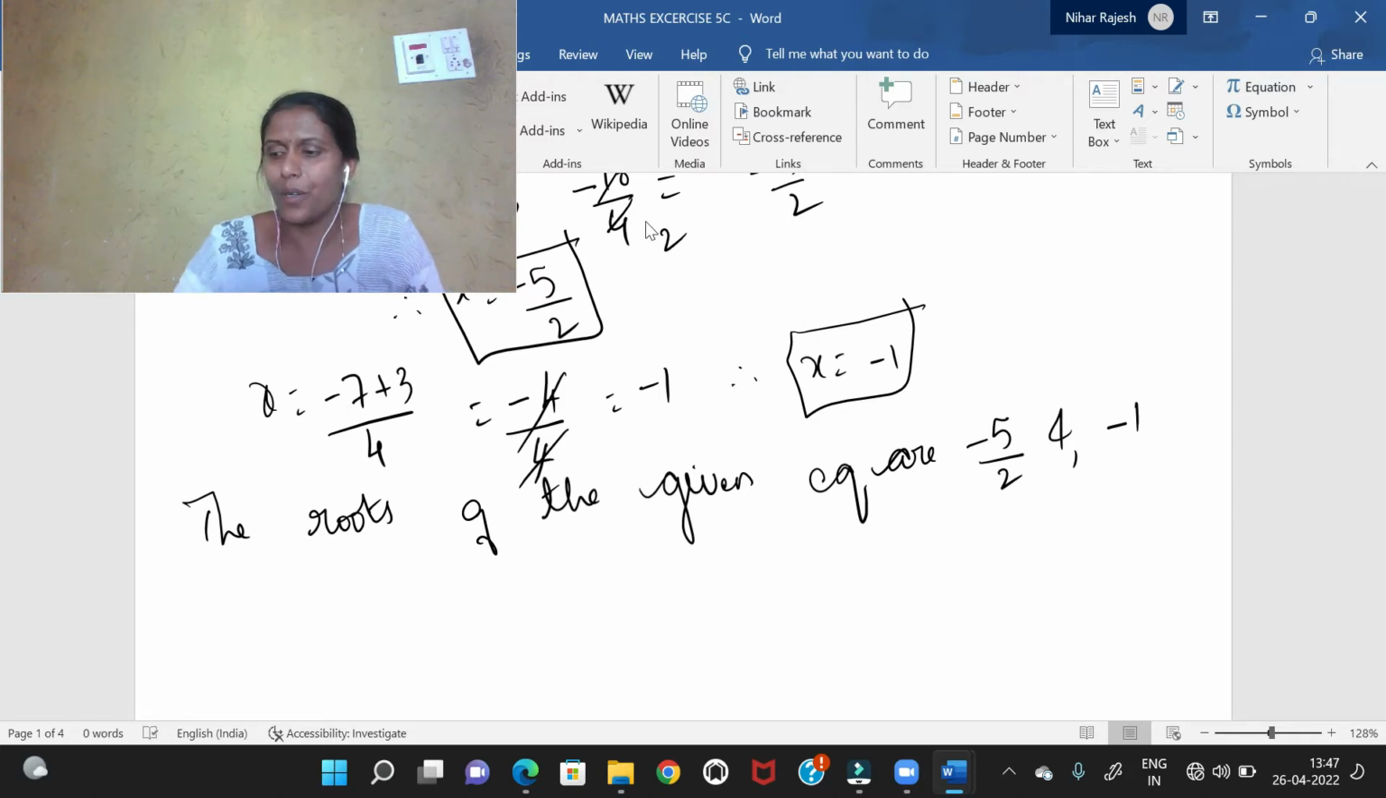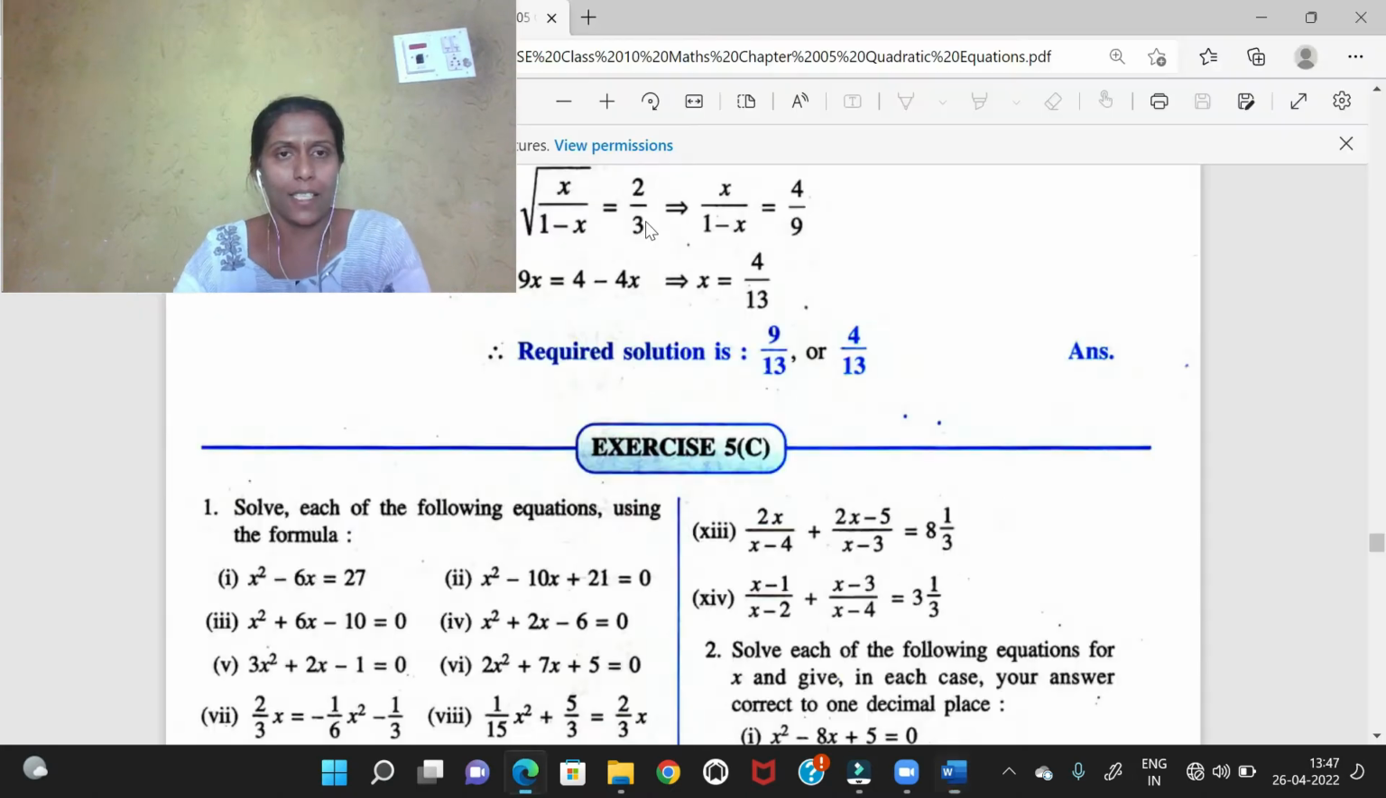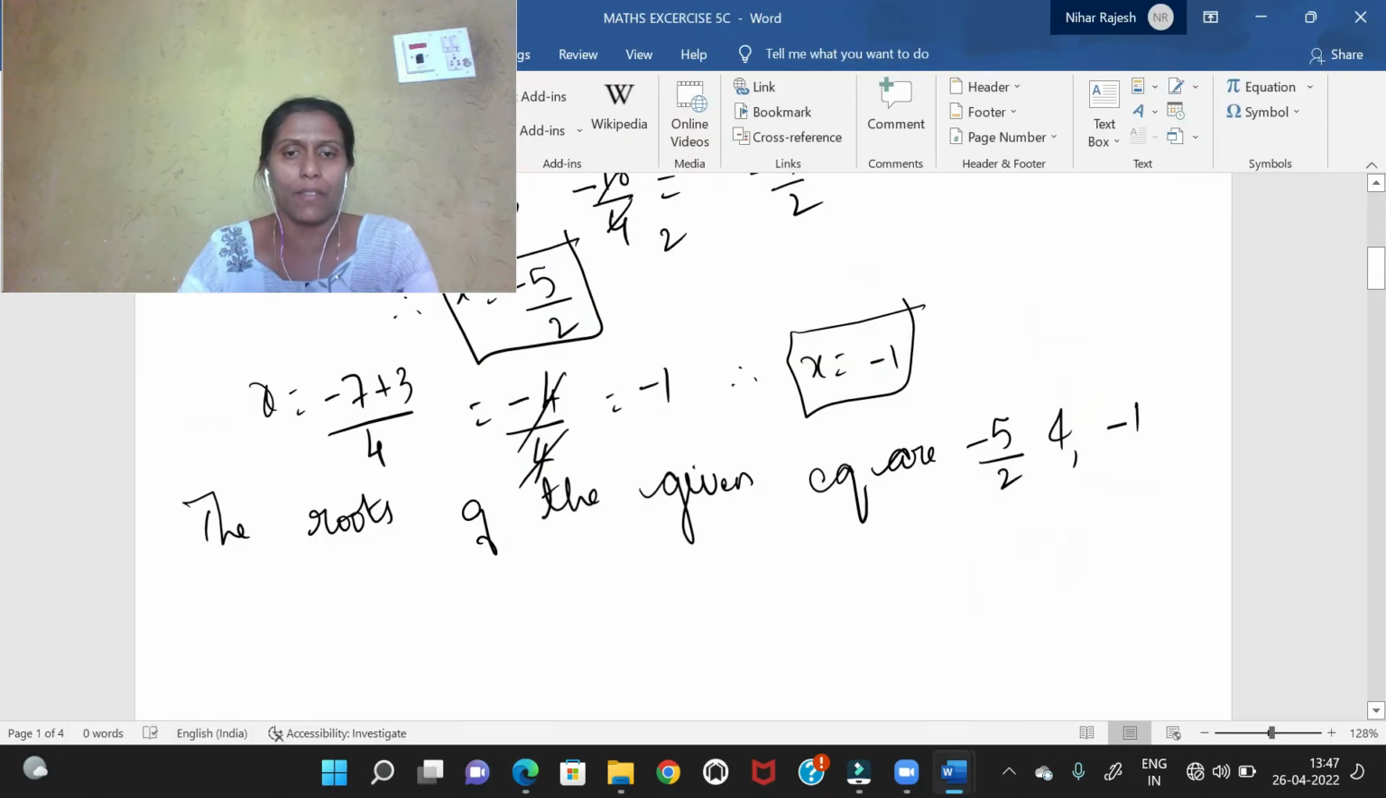Okay, so having said this, now I hope you understood this concept, and what we are going to do is move on to the next ones. So let me just summarize what I did. I did the sixth one: 2x square plus 7x plus 5 is equal to 0.